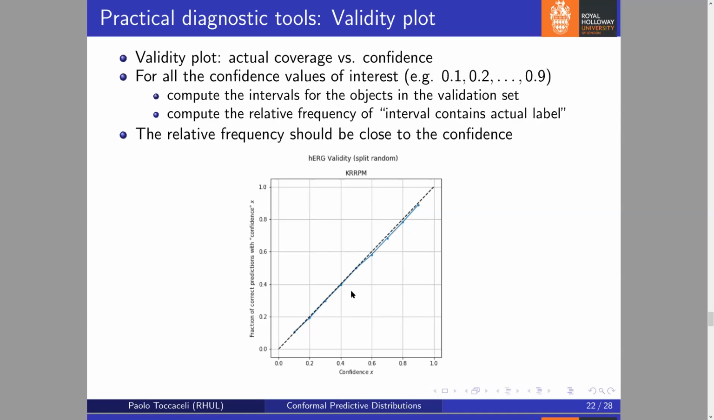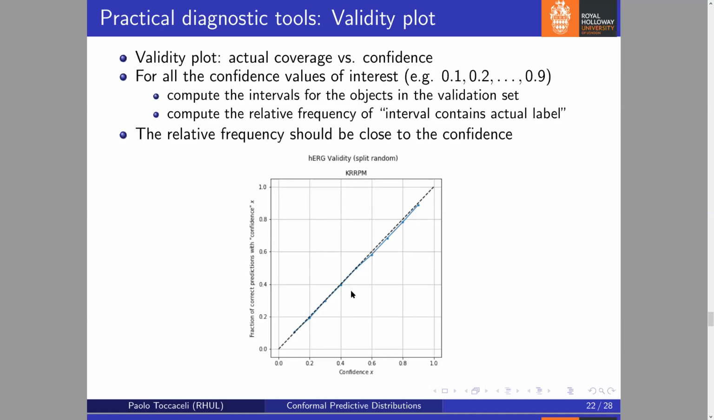And the one I have here is the validity plot. Basically, we are showing the actual coverage versus the confidence. We set a confidence level, we compute the intervals for the objects in the validation set. We compute the relative frequency of the event that the interval contains the actual label, and we plot this value for different values of the confidence of interest.